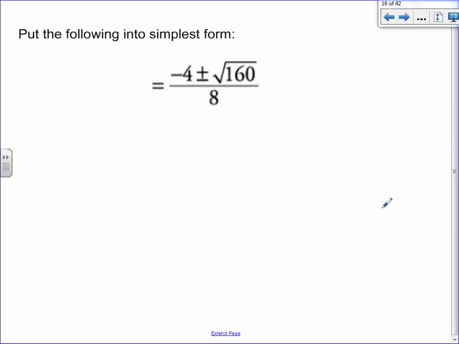Okay, so last example, then we'll give you some time to work on stuff. We want to put this in simplest form. You guys still with me? I need like 3 minutes.